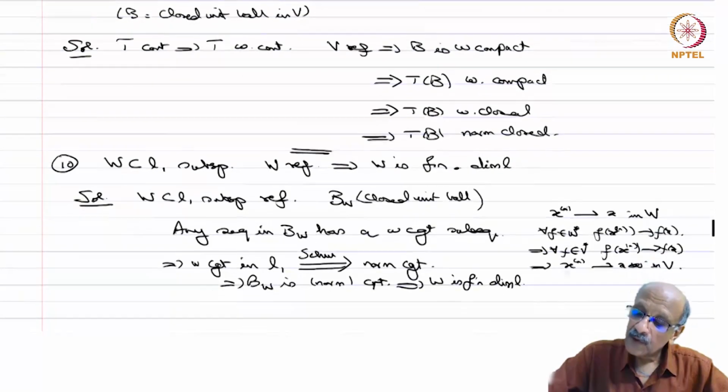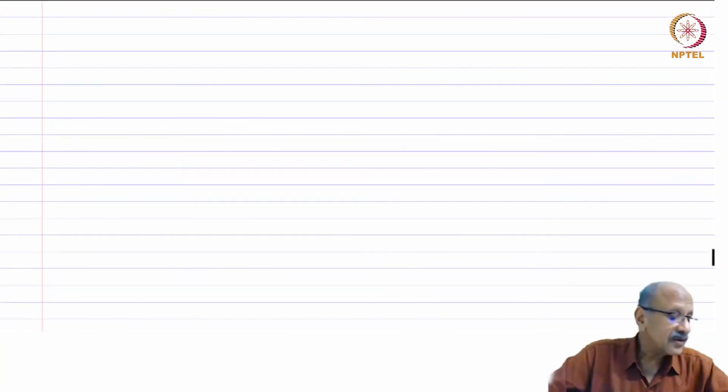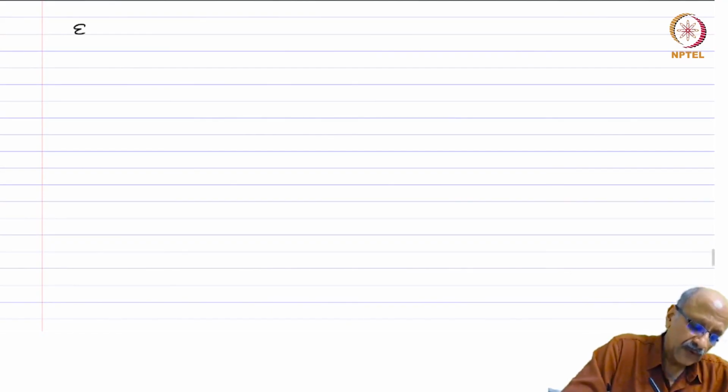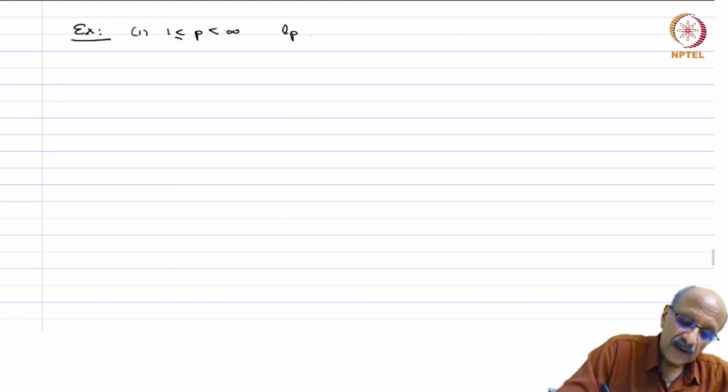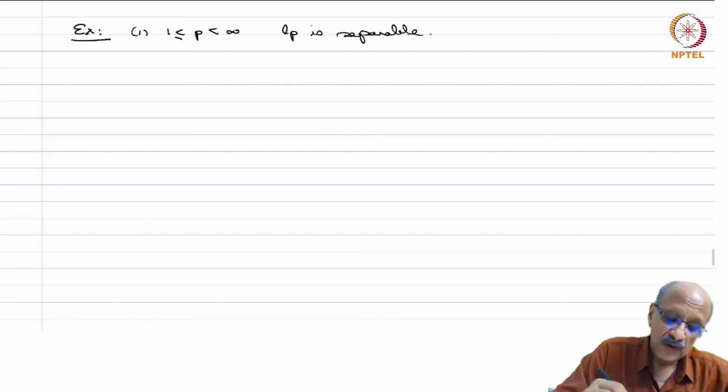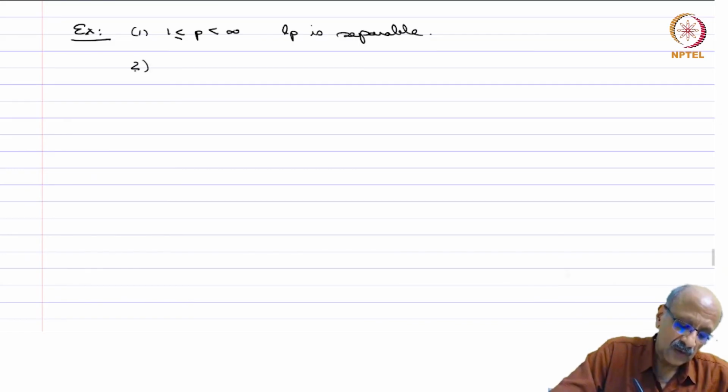These are very simple exercises again, so I would like you to try it yourself. If 1 is less than or equal to p less than infinity, then lp is separable. All you have to do is take finitely supported sequences, that is 0 after some time. Those are dense in lp, and then show that rational sequences are dense in that. Finite rational sequences are countable, and that will be dense. So that is the solution for that.